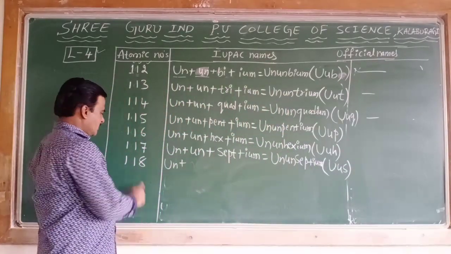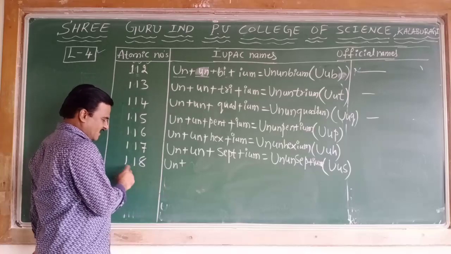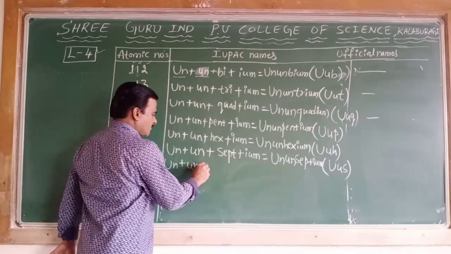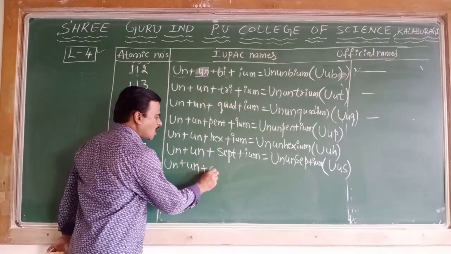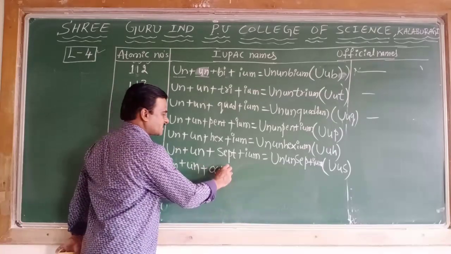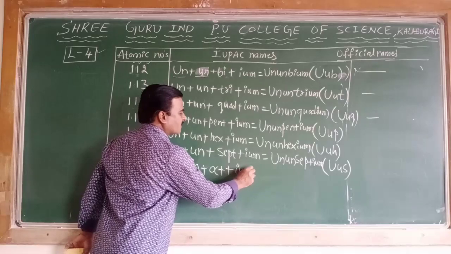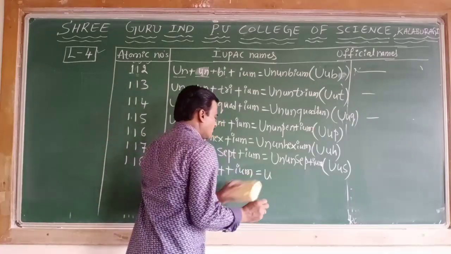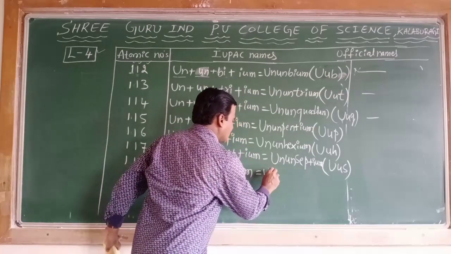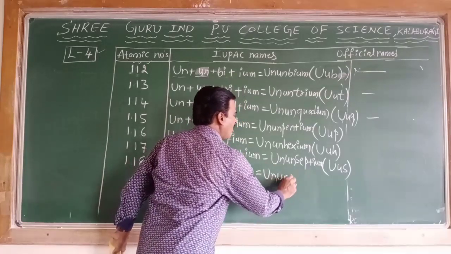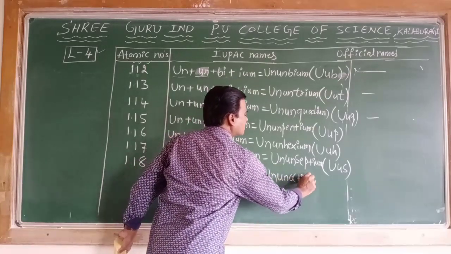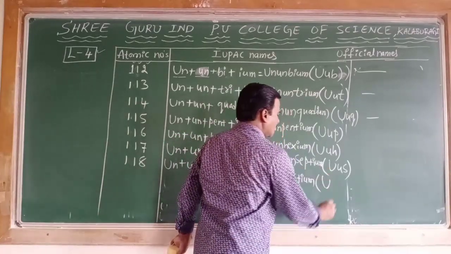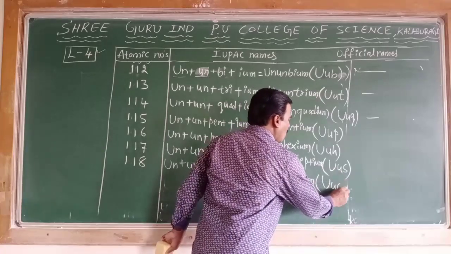118 un plus oct plus IUM. This is octium, with the capital first letter and the symbol UUO.